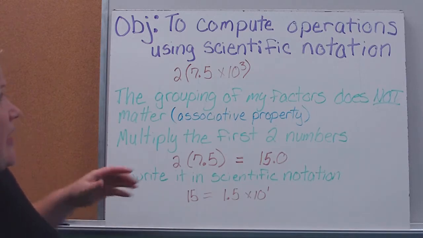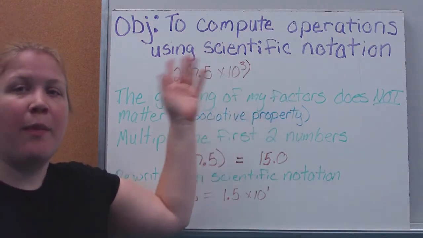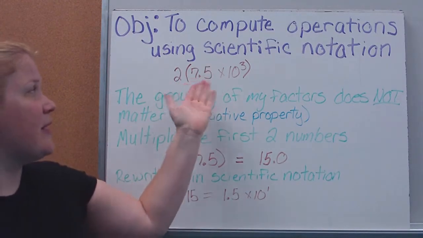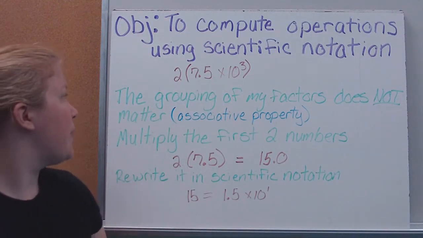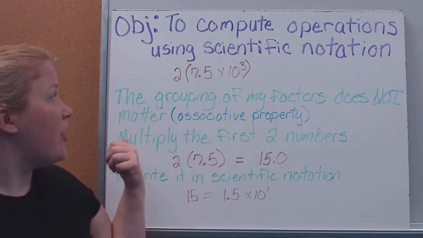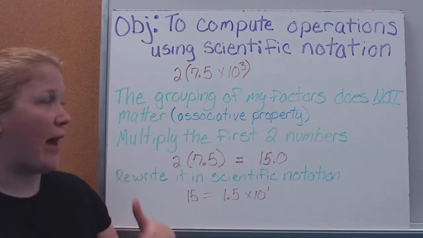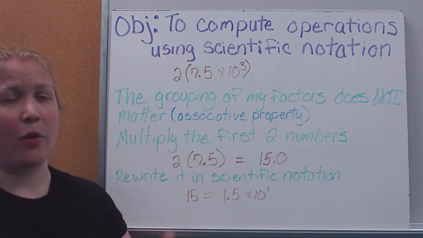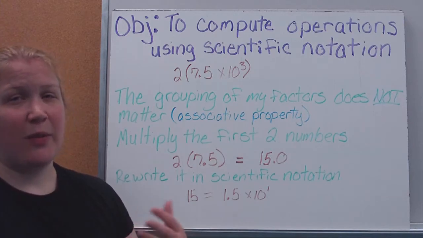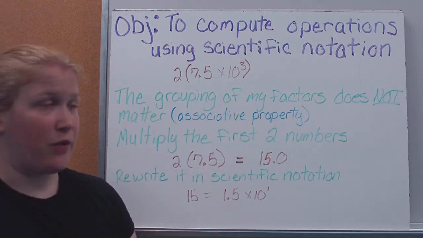So basically what I'm saying is I want to take my scientific notation number and multiply it by another number. So here I've given you an example, 2 times 7.5 times 10 to the third. If you'll recall, back when we talked about properties, the grouping of the factors does not matter. The associative property tells me it doesn't matter what order I multiply these in. The thing we want to remember is we still want to keep our answers in scientific notation.